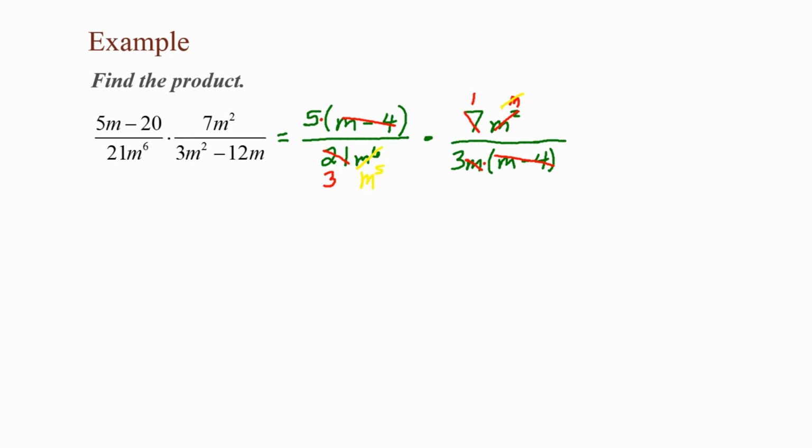So you can go straight to the answer from here, but technically what I have is 5 times 1 because my m minus 4 canceled, times 1 because of the 7, times 1 because of the m's, divided by 3 because 21 divided by 7 is 3, times m to the fifth because I was able to cancel out 1m, times 3 times 1 because I canceled an m, times 1 because I canceled my m minus 4. So our final answer is 5 divided by 9m to the fifth. The m to the fifth must be in the denominator.